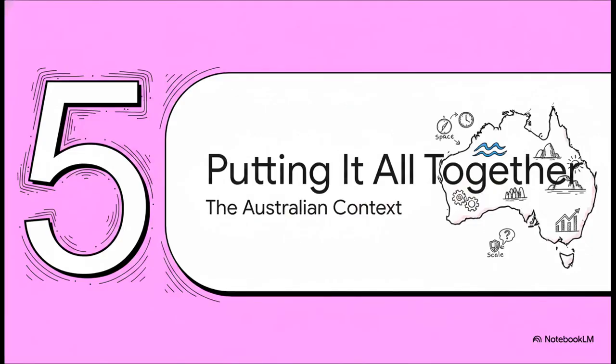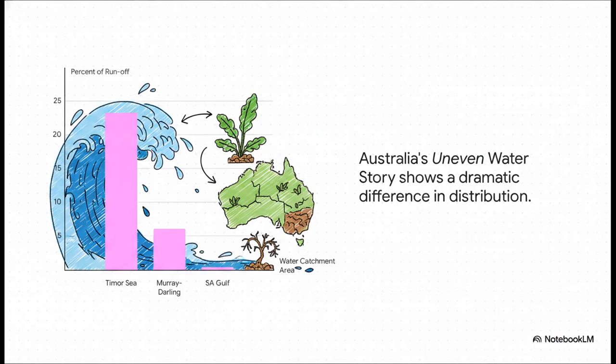Okay, so we've seen how these forces can create a single, stunning landform. Now let's zoom way out and put it all together. Let's apply our entire SPICESS toolkit to a whole continent to see how these concepts really define a place like Australia. Just look at this data on water runoff.